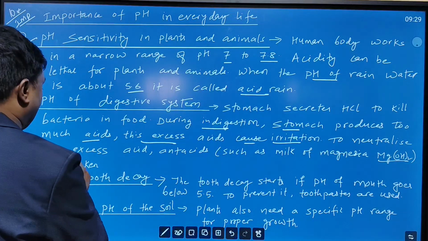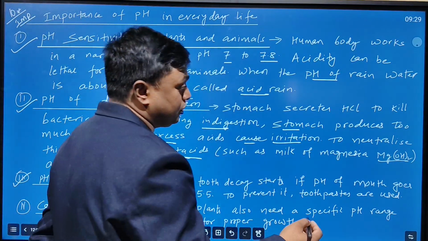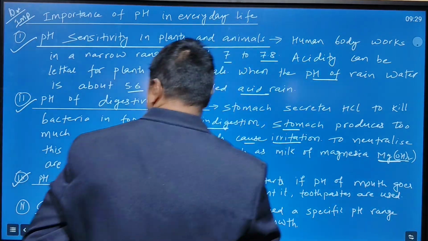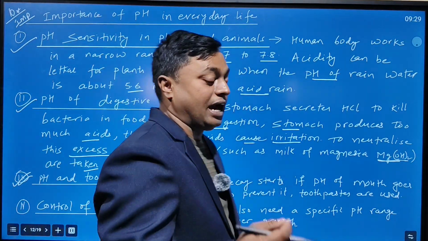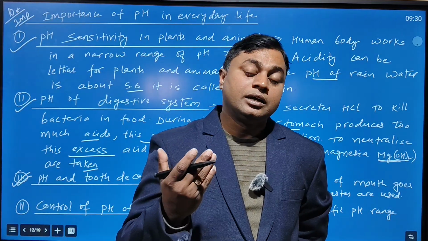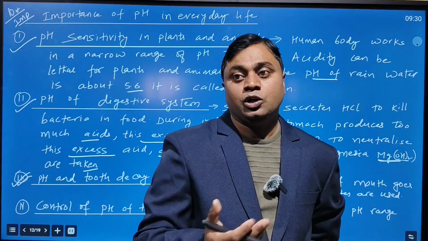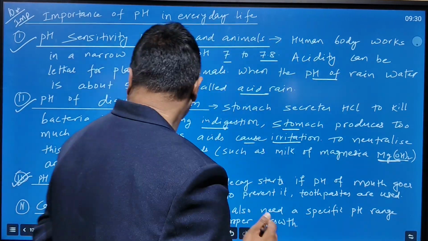To neutralize these excess acids, antacids such as milk of magnesia are taken. What is the formula? Magnesium hydroxide. Yes or no? They may ask you what are antacids. Antacids are medicines which are used to treat acidity. Yes or no? So the formula of milk of magnesia is magnesium hydroxide.